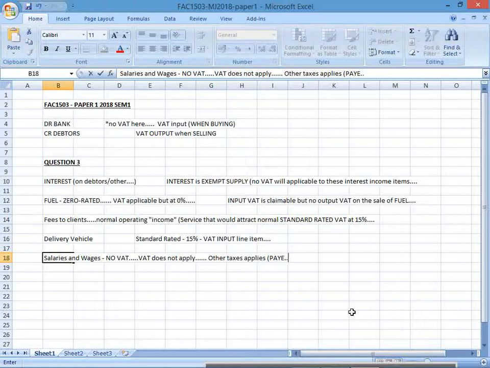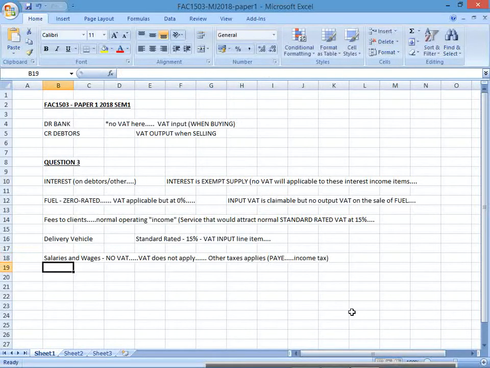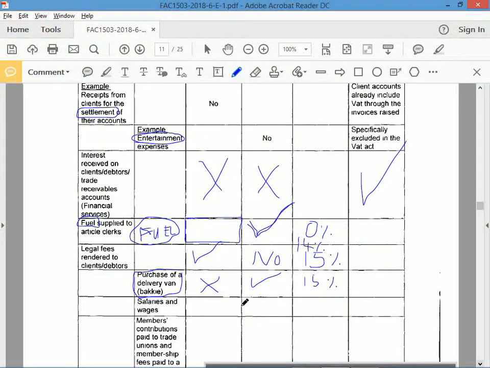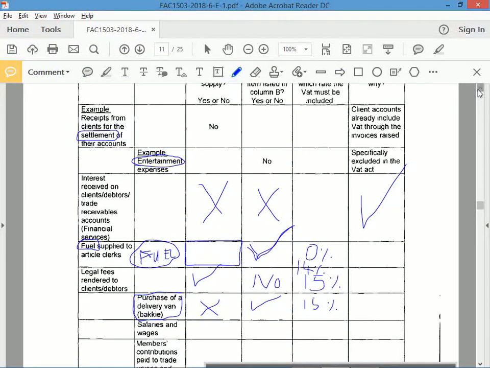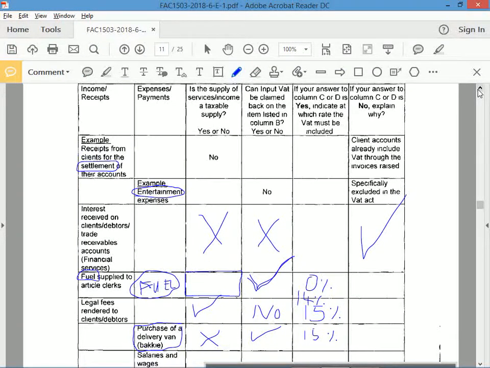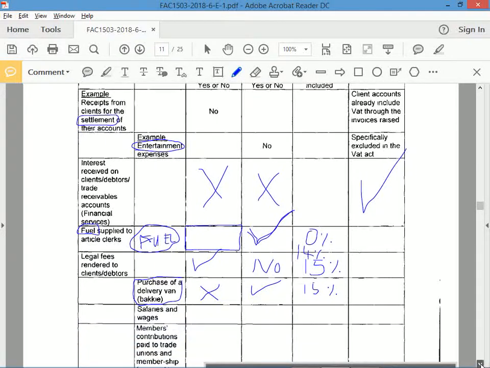PAYE, pay as you earn. That's called income tax, and that's a separate act. Okay, you don't need that level of detail. All we need to do is tick a column, yes or no. Is the supply of that would definitely be a no. Can input VAT be claimed, that will definitely be a no, and then your answer would be in the last column. Okay, so it's no for all of them.